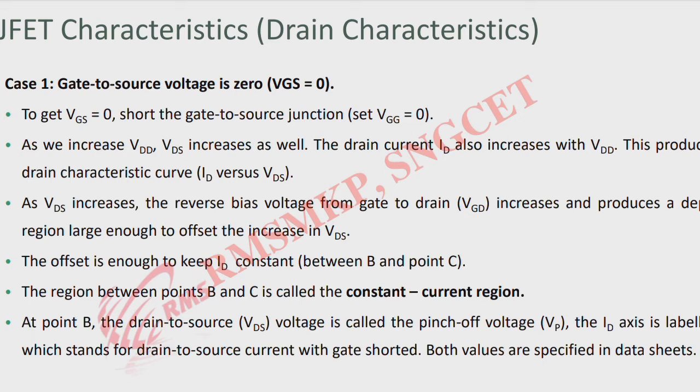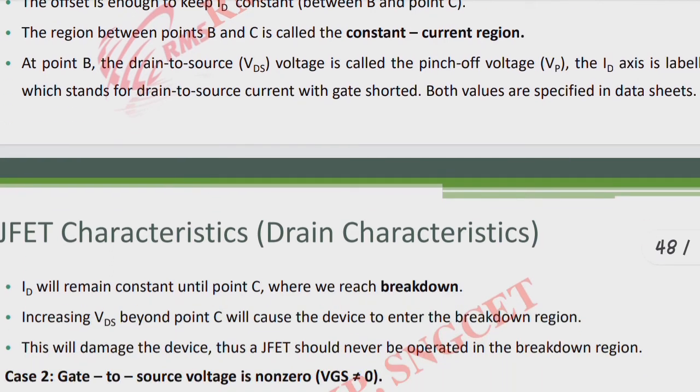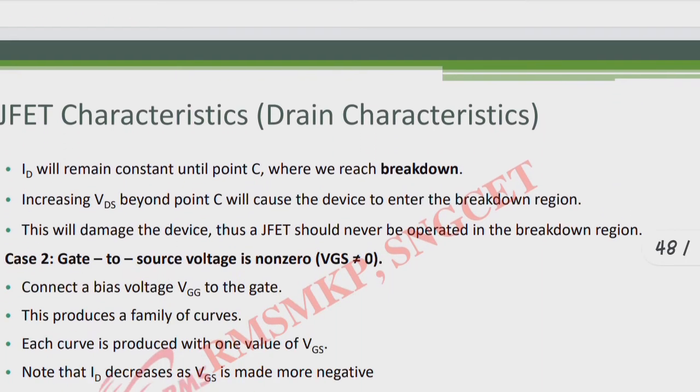As VDS increases, the reverse bias voltage from gate to drain, VGD, increases and produces a depletion region large enough to offset the increase in VDS. The offset is enough to keep ID constant between points B and C. The region between points B and C is called the constant current region. At point B, the drain to source voltage is called the pinch-off voltage VP. The ID axis is labeled IDSS, which stands for drain to source current with gate shorted. Both values are specified in data sheets.